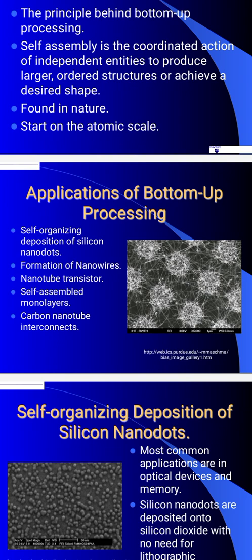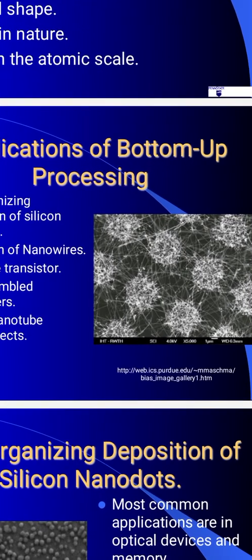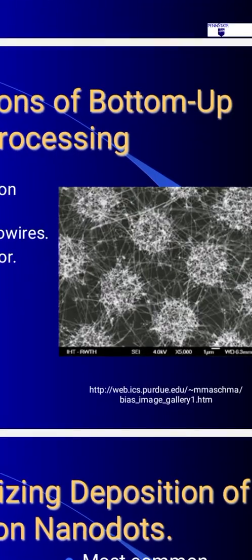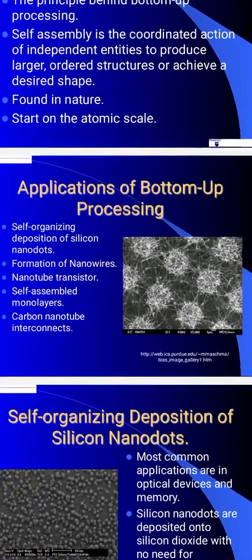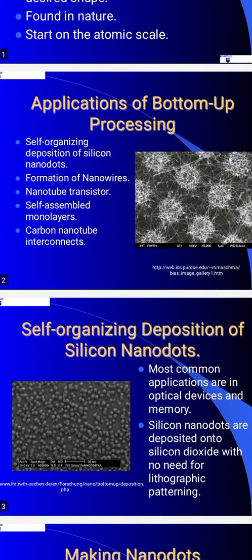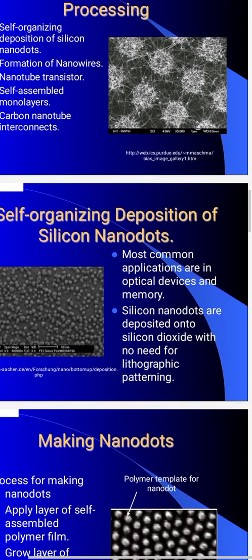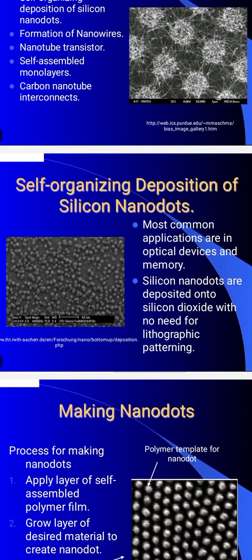Applications, you can see here: carbon nanotubes between the structure, formation of nanowires between the nanodots there. So self-organizing deposition of silicon nanodots and then formation of nanowires. Nanotube transistor, self-assembled monolayers, carbon nanotube interconnects. This picture shows carbon nanotube interconnects. Nanodots are connected with the nanotubes. See that. All these are applications. So you can make a nanotube transistor. We will see it in the next few slides.